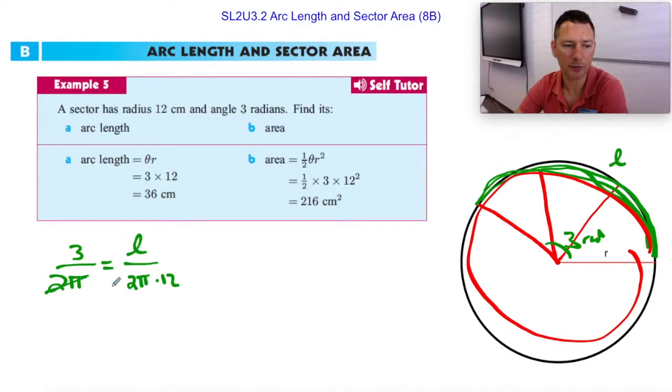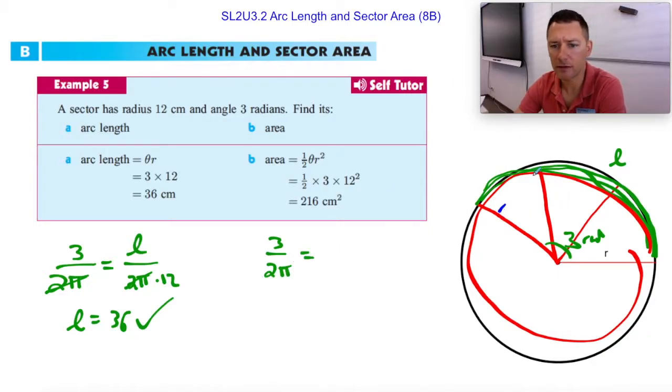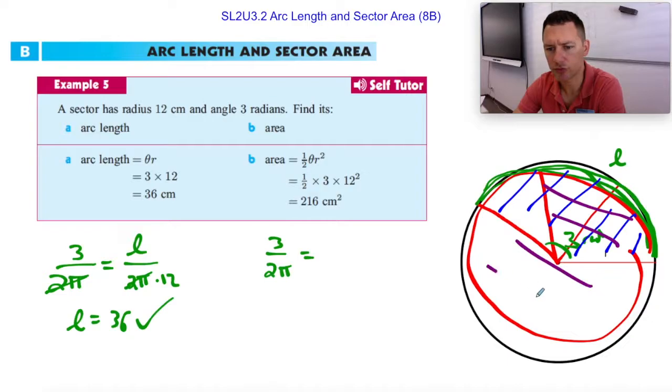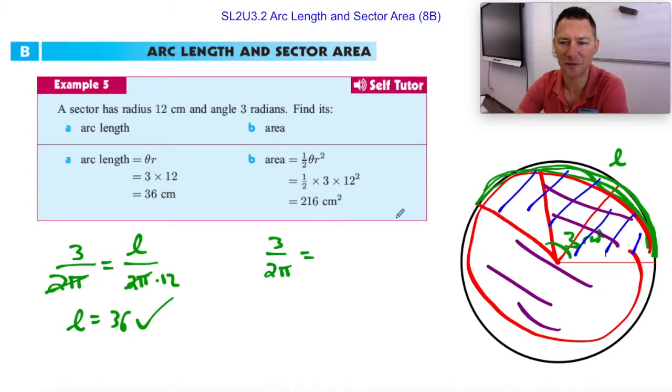Multiply both sides by 2 pi. Those cancel out. And then cross multiply. And so you get 1 times L equals 3 times 12, so 36. Great. Same thing with the area. We know that 3 over 2 pi, the angle over the total angle, should be the same thing as this area over the total area, which we can do, I'm doing purple, over the total area. Okay, kind of making a mess out of it, but that's okay.